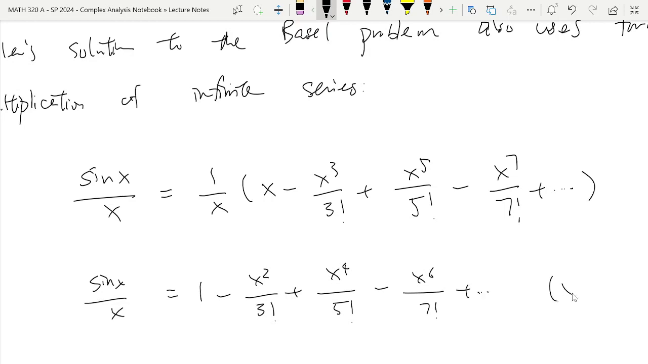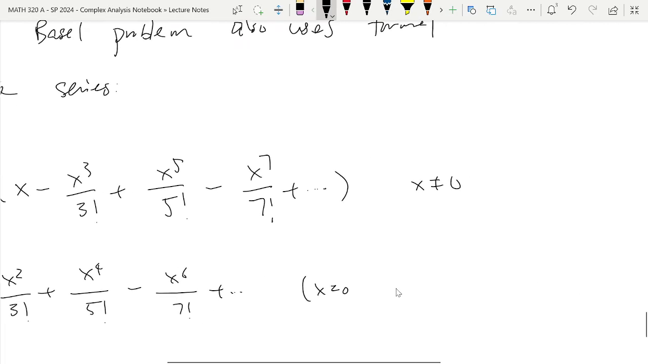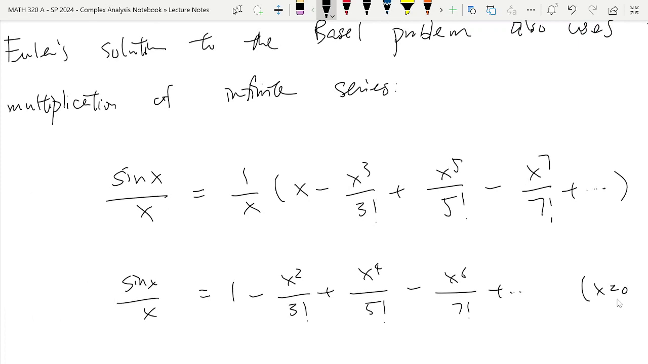So here we know that x equals 0 is a removable singularity, because on the right hand side, looking at the expansion, there's no singularity at all. On the left, it appears that there is division by 0, but on the right hand side, you see that it does not in this representation.